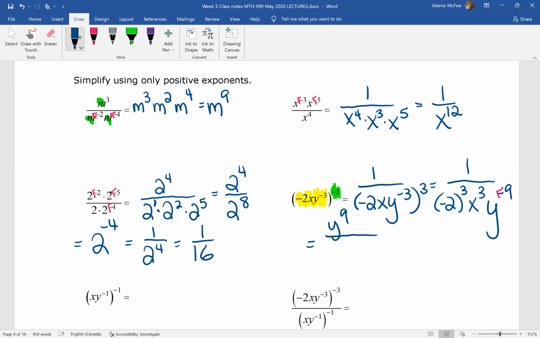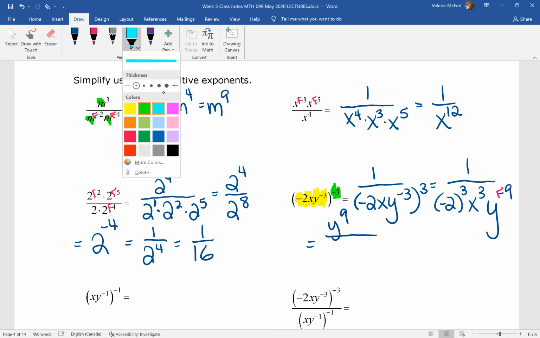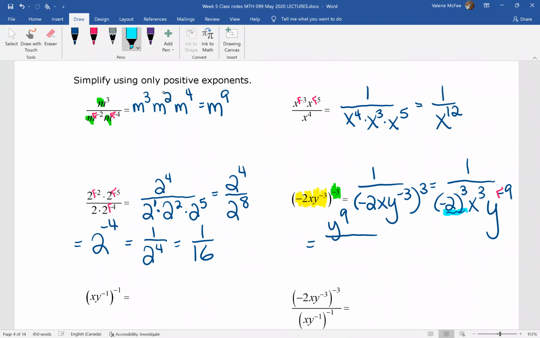Negative 2 cubed, that's a positive exponent. It's going to stay in the denominator, but I'm going to evaluate this. Negative 2 all cubed is negative 8, and the x cubed stays in the denominator. The only thing we're going to change here is that negative in front of the 8. We're going to write it outside of our expression. Don't leave your negative sign in the denominator.